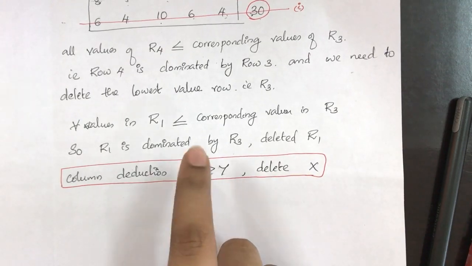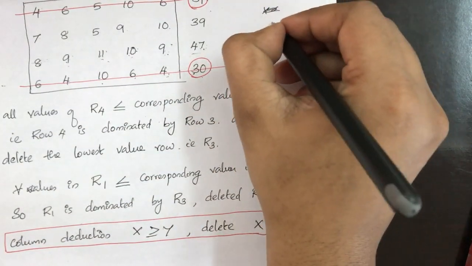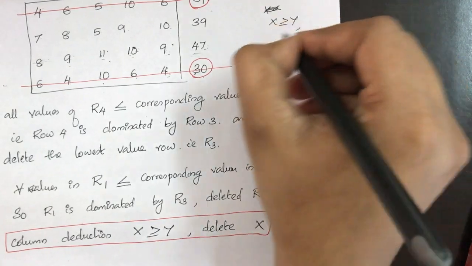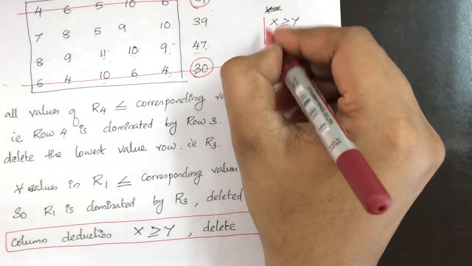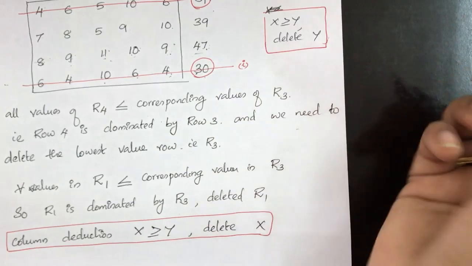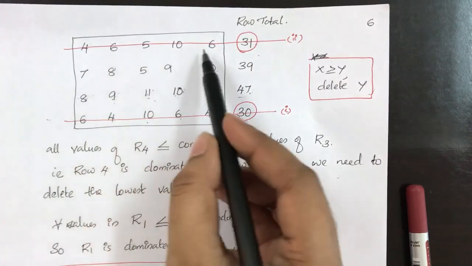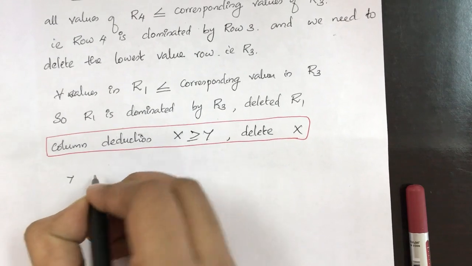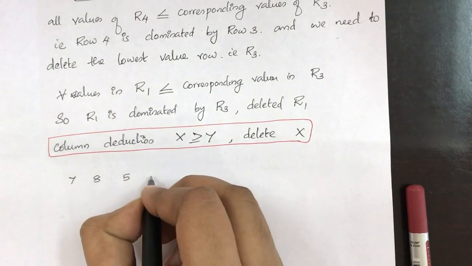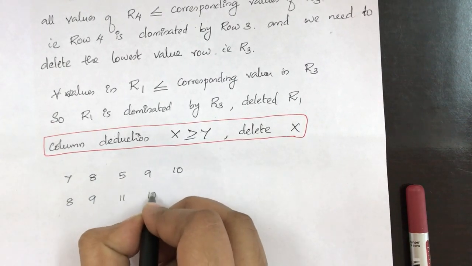That is, whichever column is the greatest, that needs to be deleted. In rows, x greater than or equal to y, delete y. This was the rule in rows. Okay. So, I am going to write the reduced matrix having only 2 rows: 7, 8, 5, 9, 10, 8, 9, 11, 10, 9.